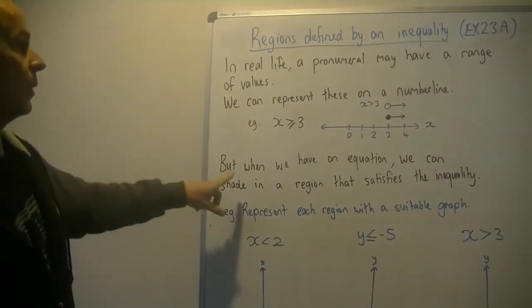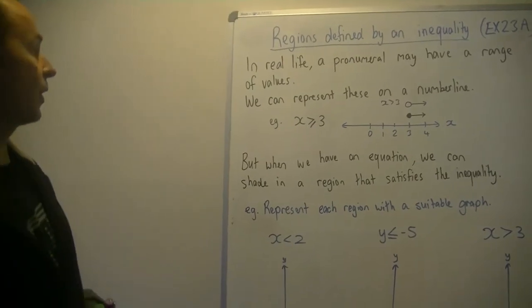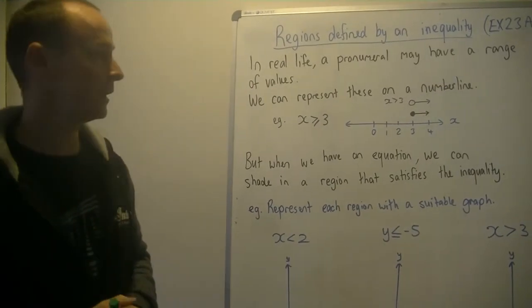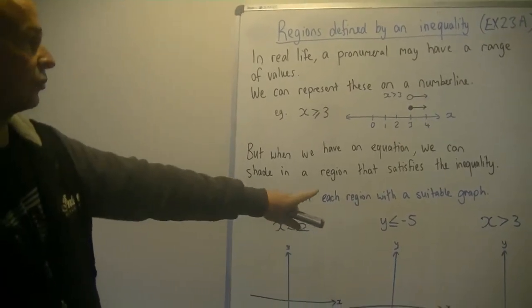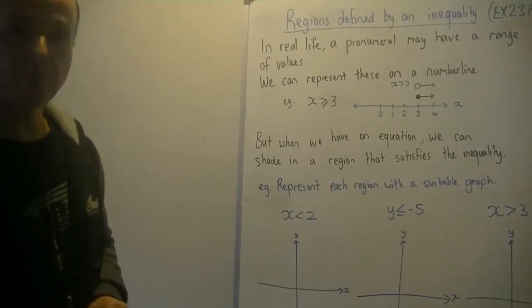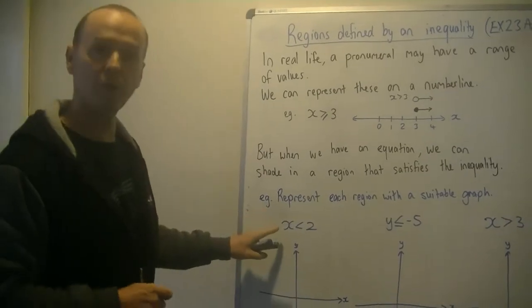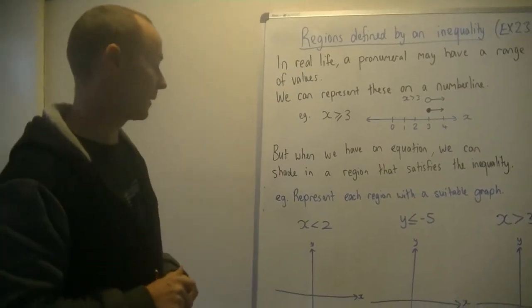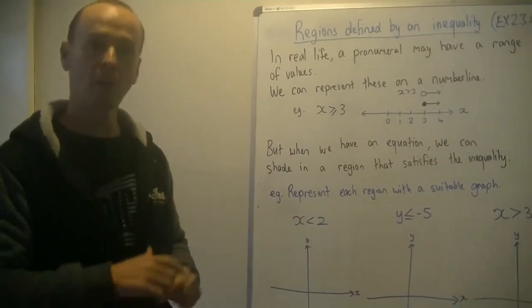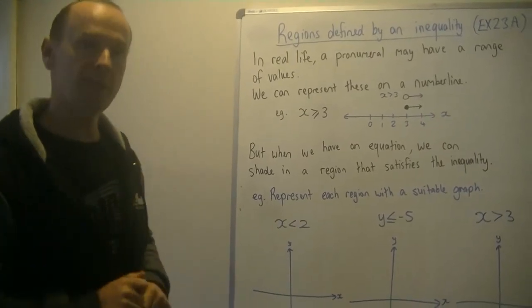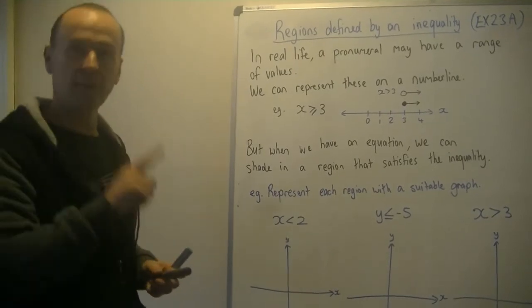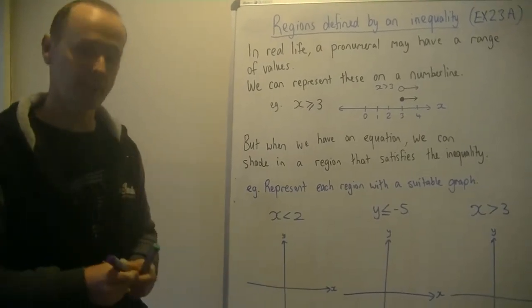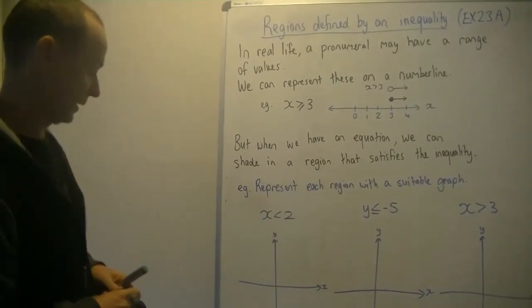Okay, that's with just a number line. But when we've got an equation, we need to find a region that satisfies the inequality. I've got some examples here. Represent each region with a suitable graph. The first step is to draw the graph, draw the line, and then shade in which side of the graph is appropriate. Make sure you label it, so when you shade the region, say this is the region required, so there's no question about it.